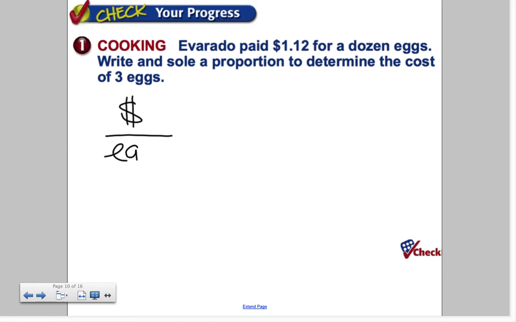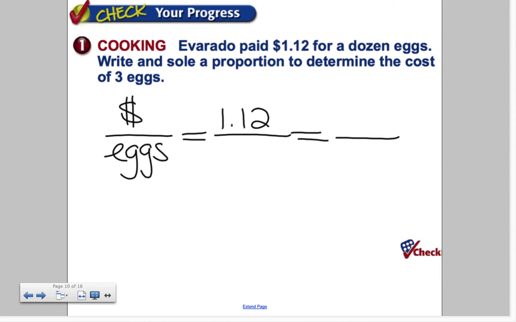So we got money to eggs, and this is how I set it up. Once I have that, I said that's equal to, so there's my proportion. I have one ratio here is equal to another ratio. Give me one ratio from the problem. $1.12 for what? Over what? So you're paying $1.12 for 3 eggs. Thank you. 12 eggs. Okay. What's the other ratio?